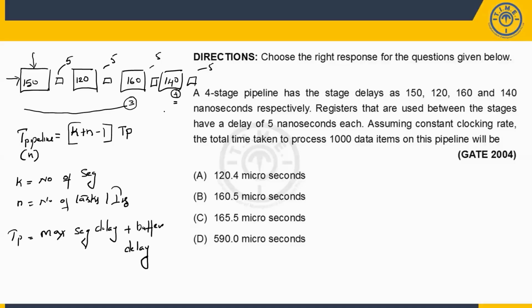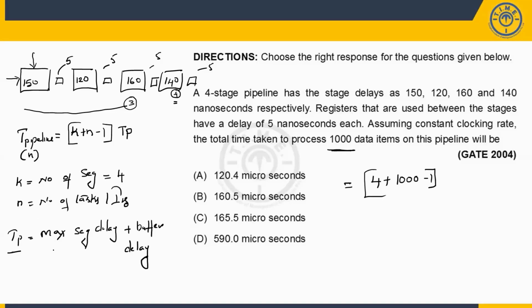Yes, sir. So the total time for n processes is given by this formula: (K plus n minus 1) into TP. Now, to calculate this, what is K here? K is the total number of segments, which is equal to 4. Okay, 4 plus n. What is n? N is the total number of tasks, here 1,000. 1,000 minus 1, into TP.